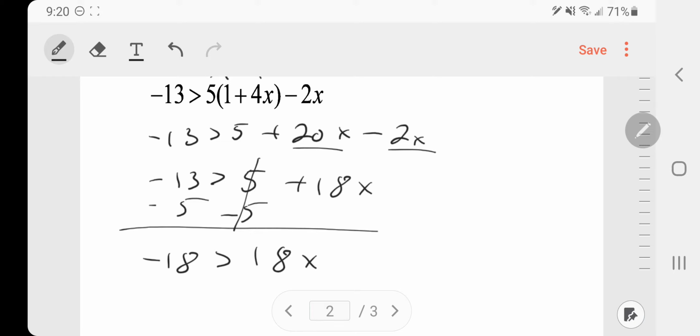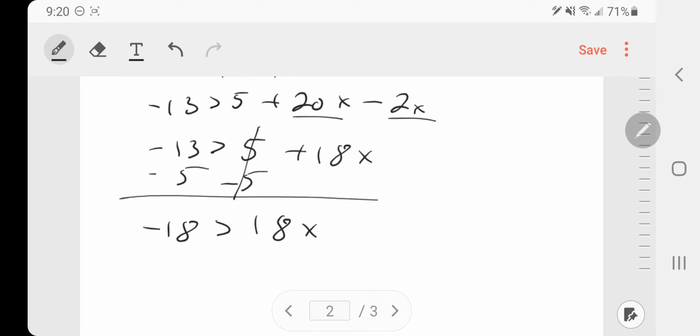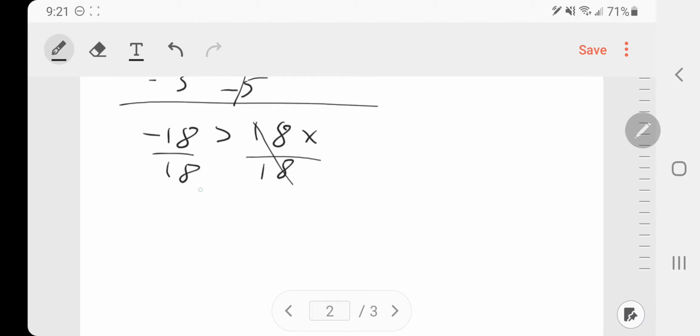Now notice I did not flip the sign because I subtracted. I did not multiply or divide by that negative 5. Okay, I subtracted, so you do not flip the sign on subtraction, only when it's multiplying or dividing by a negative number. And then I'm going to go ahead and divide by 18, and I get negative 1 is greater than x, or I could also rewrite this as x is less than negative 1.